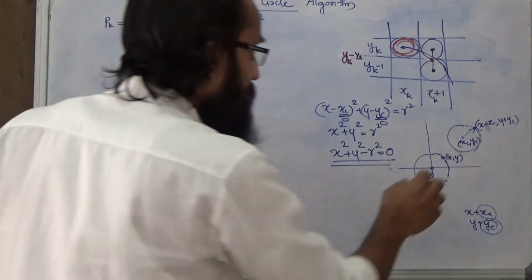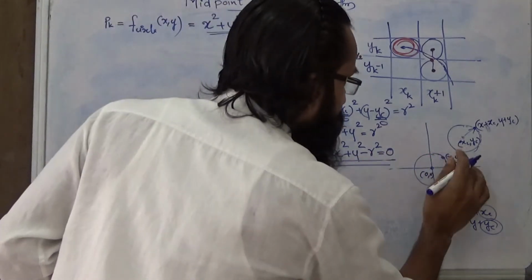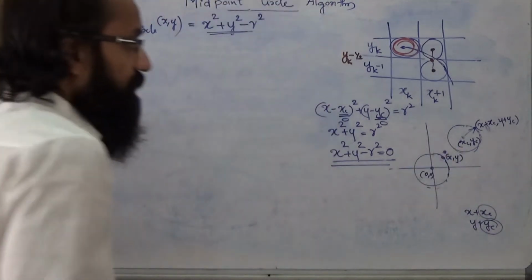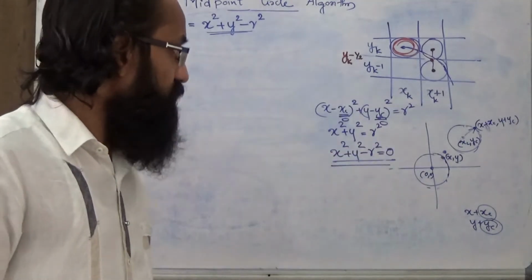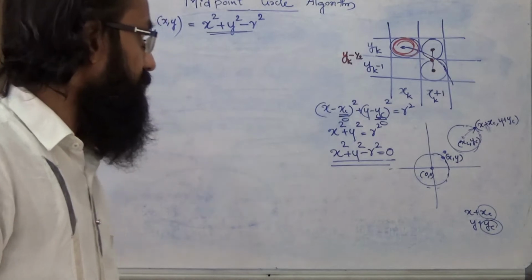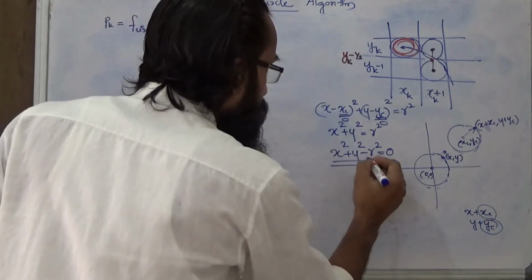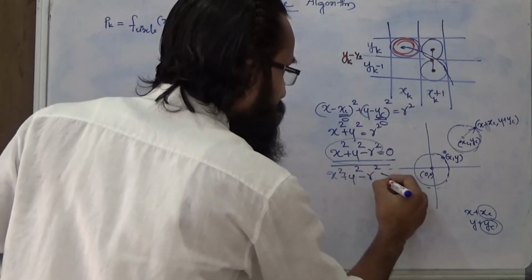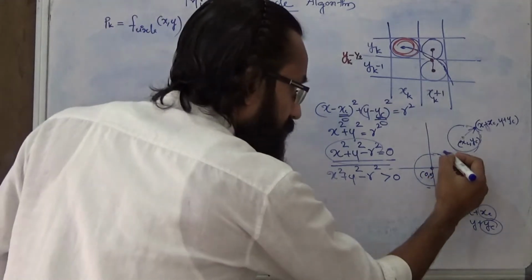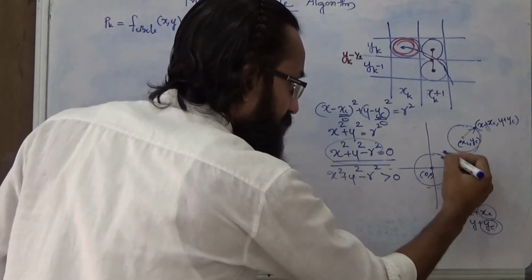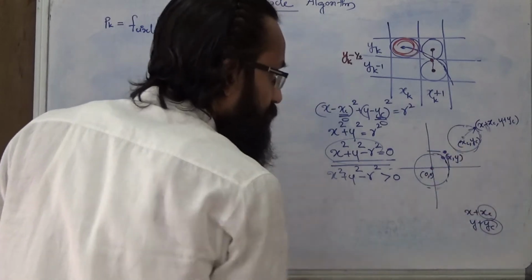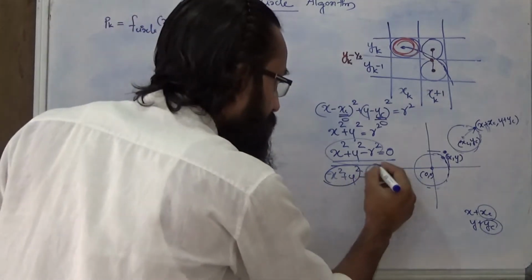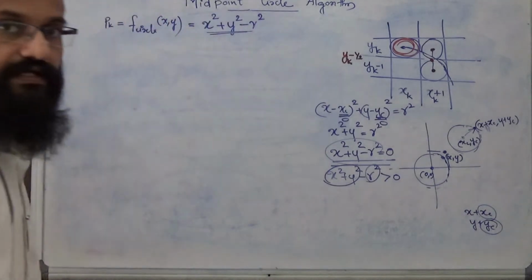Now what happens? The selected point is outside the circular path. So let this be the point. If the point is outside the circular path, then this value, that is x square plus y square minus r square, will be greater than 0, because xy is outside the circular path. So x value and y value will be like this, and if we take x square plus y square, that will always be greater than r square, and this term will be greater than 0.